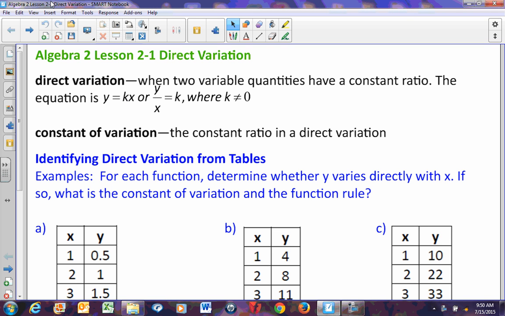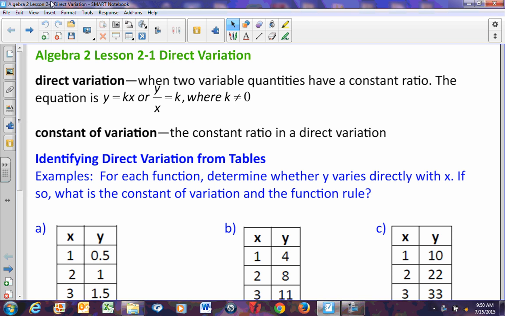This is Algebra 2, Lesson 2-1, direct variation. Direct variation occurs when two variable quantities have a constant ratio. The equation is y equals kx, or y over x equals k, where k cannot equal 0. The k is your constant of variation. That's the constant ratio in a direct variation.